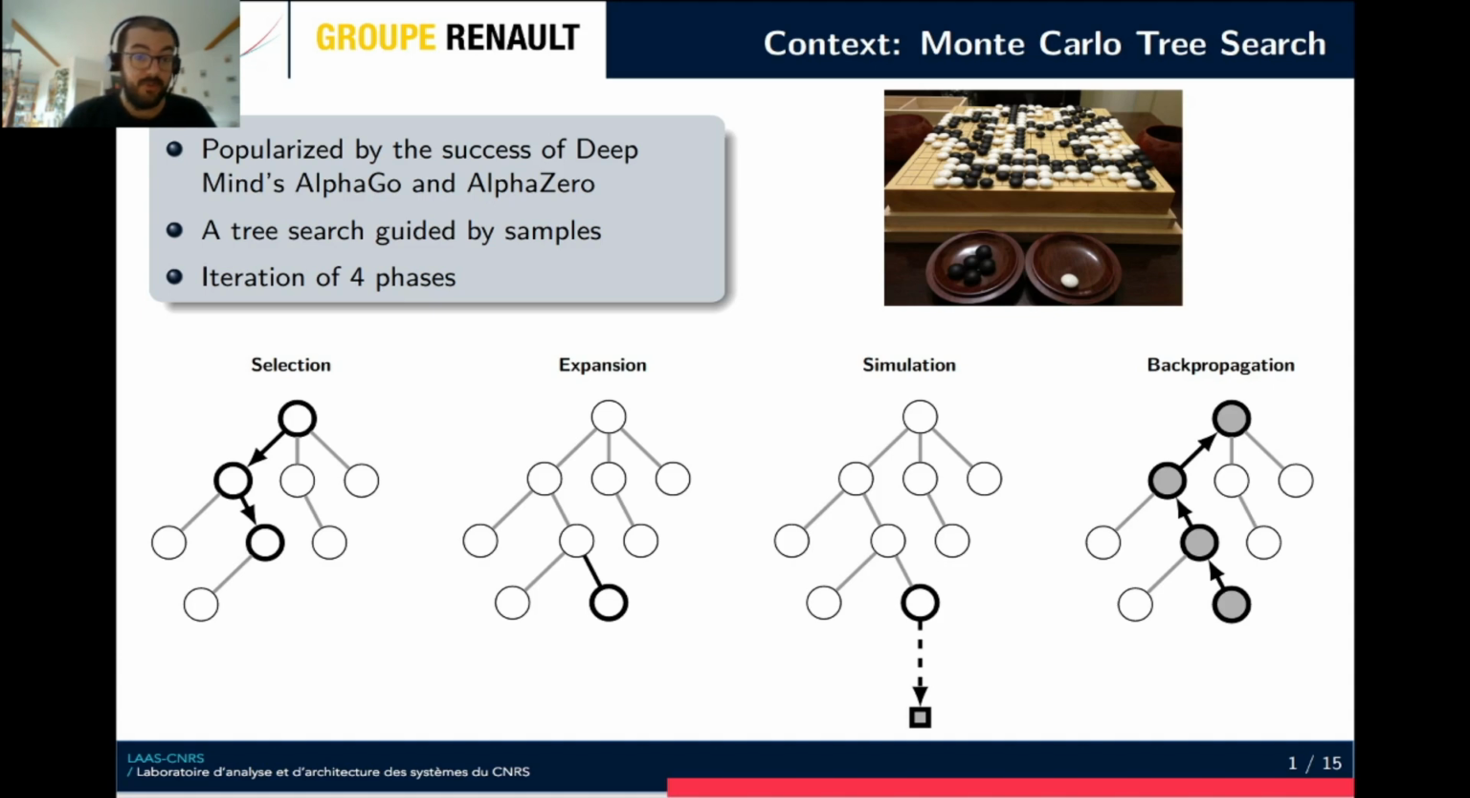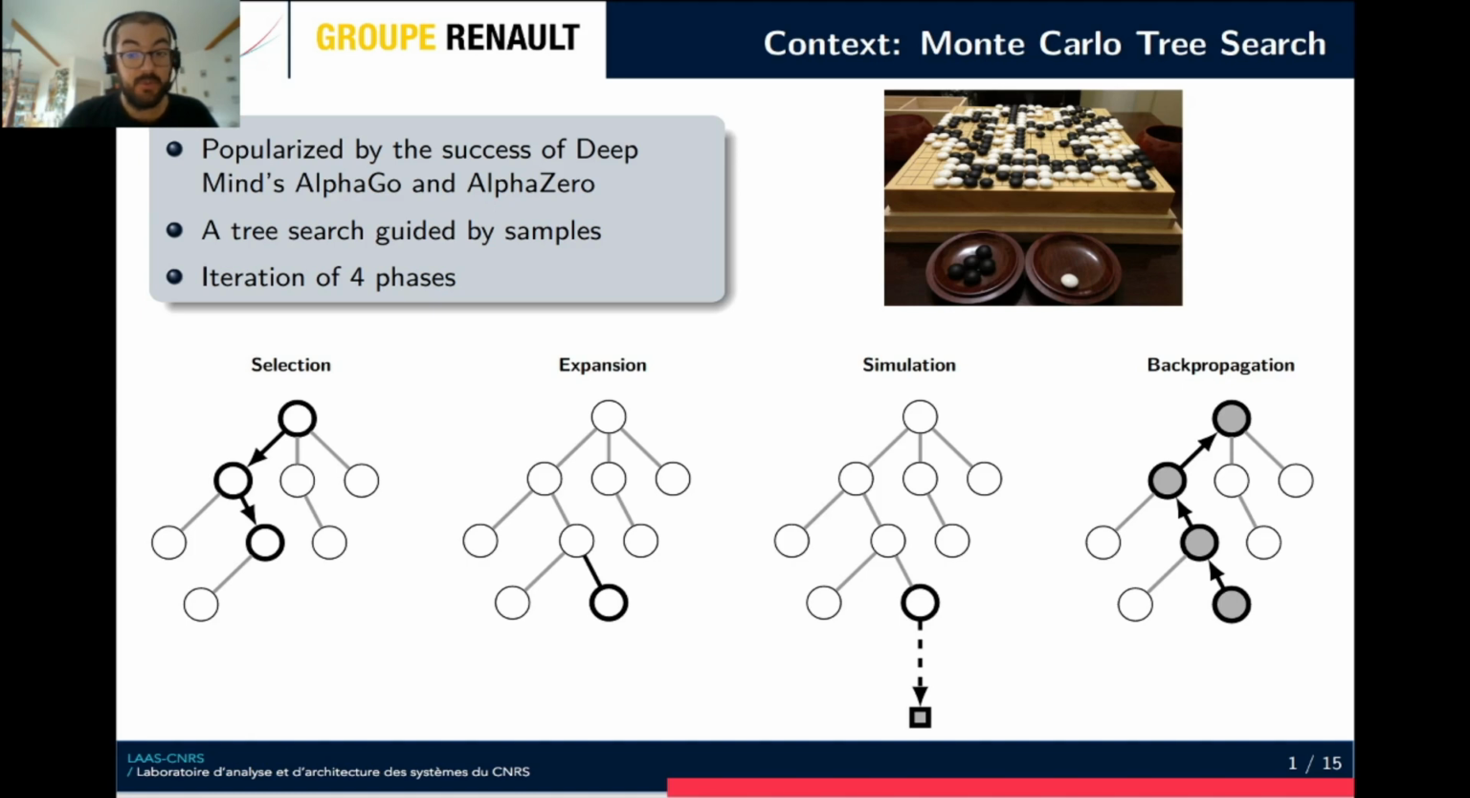So at first, MCTS was developed for the game of Go and really shined in 2016 when Google DeepMind's bot AlphaGo, which is based on a Monte Carlo tree search algorithm mixed with neural networks, beat one of the most talented players, Lee Sedol. Basically, the MCTS can be seen as a kind of best first search, but guided by samples and mixed with a multi-arm bandit algorithm to explore the tree.